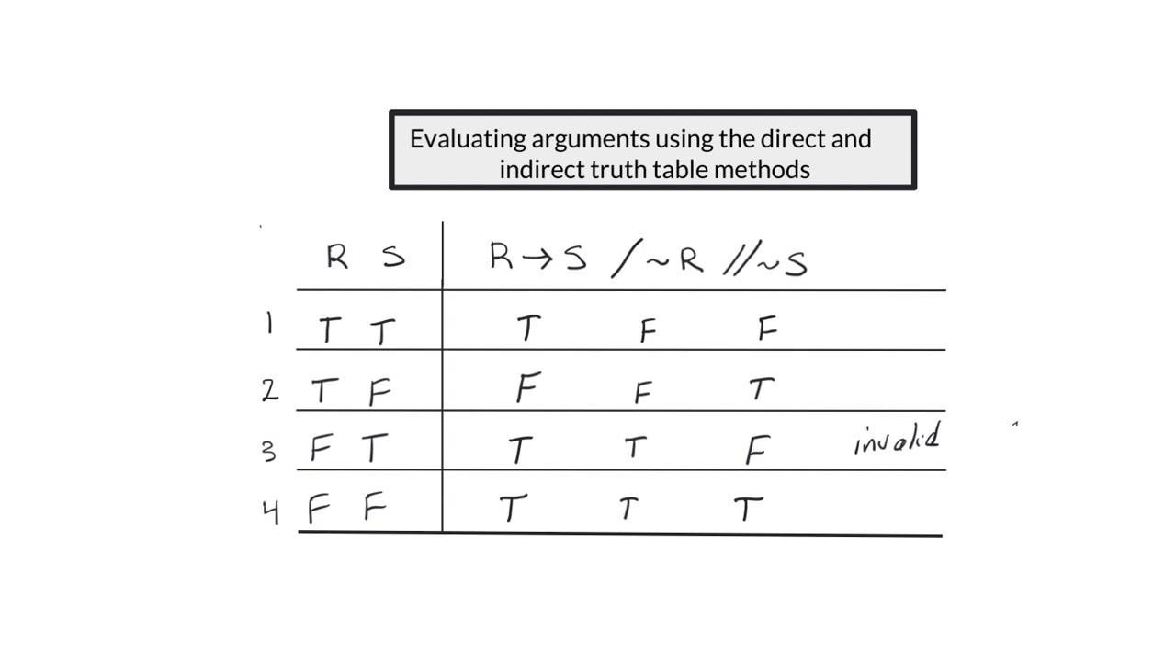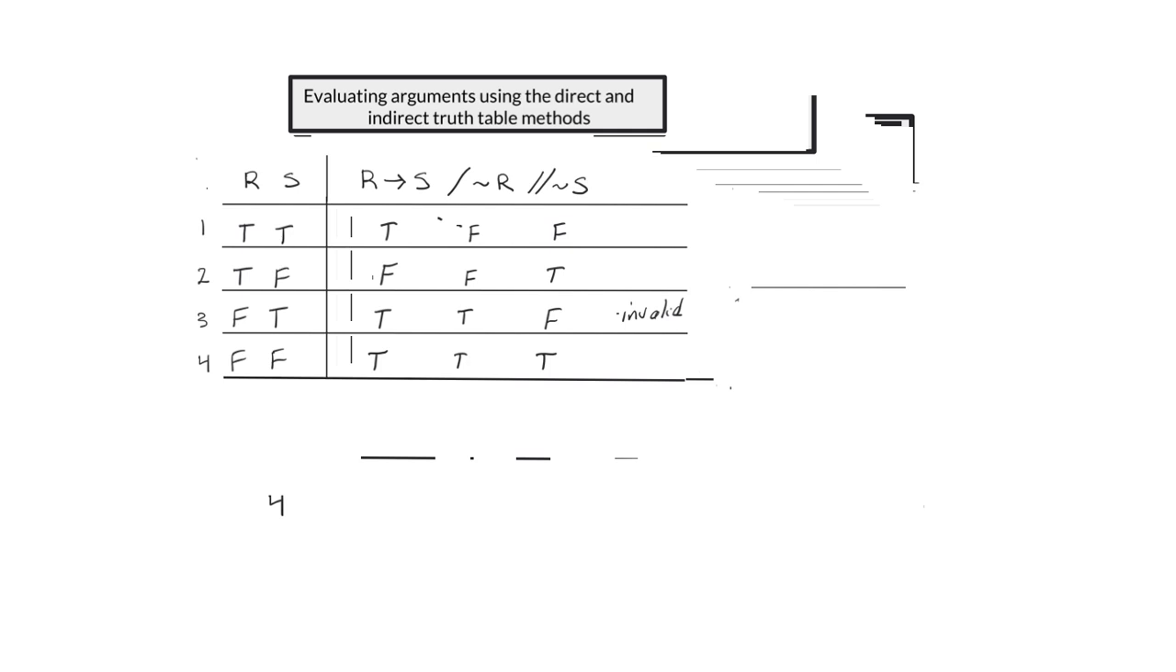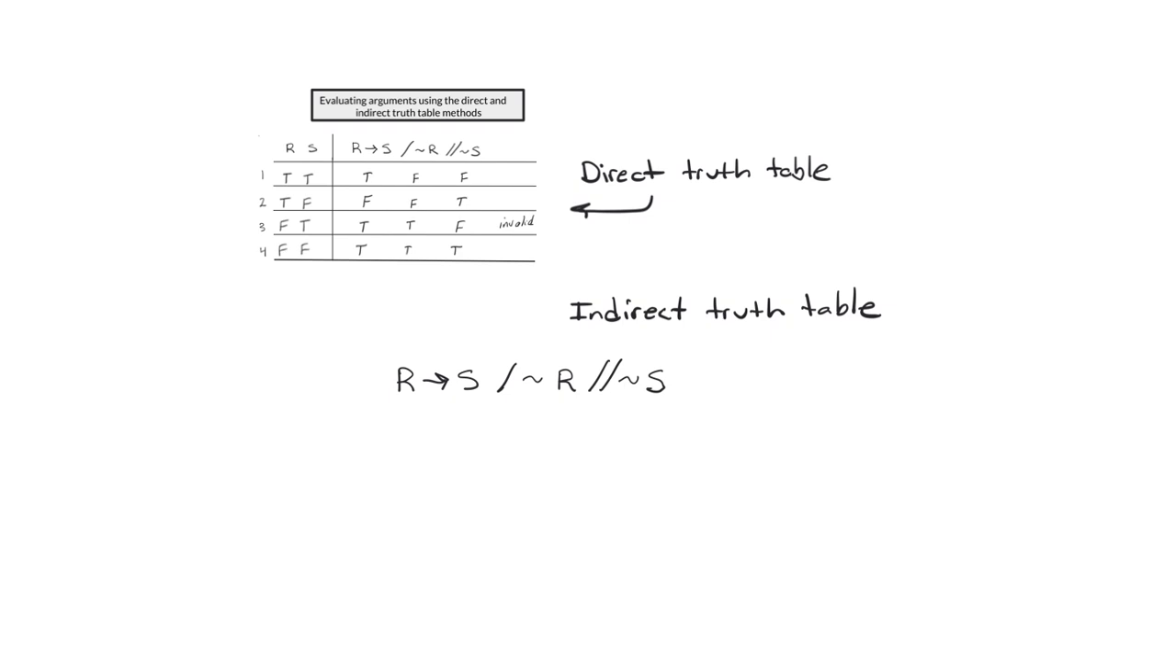All we need is one row, that is one possible way in which this argument can have all true premises and a false conclusion. And the direct truth table is how we determine that, how we prove that to be the case. Okay, let's move this up here. Now let's use the indirect truth table method. I'll lay out the argument below, and then I'll explain how to go about using the indirect method. Okay, so up here, we did the direct truth table method, and down here, we're going to use the indirect truth table method.